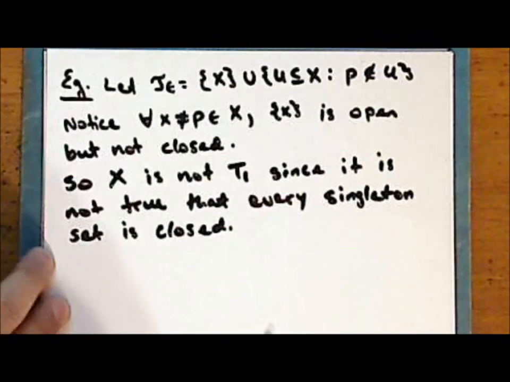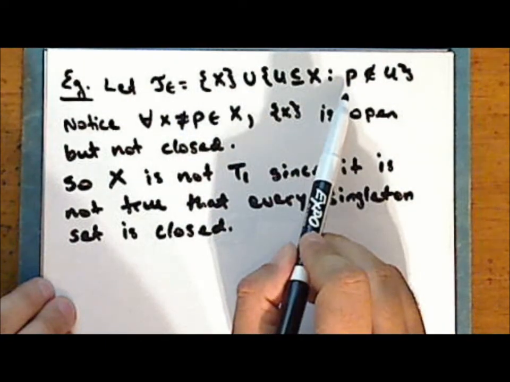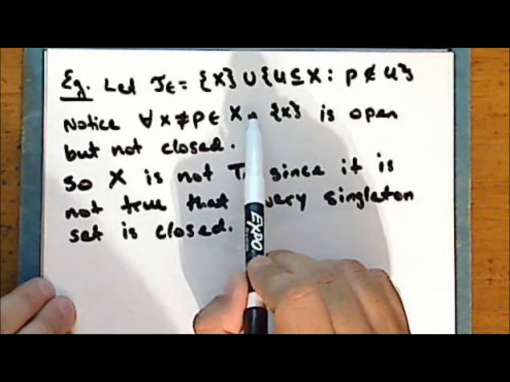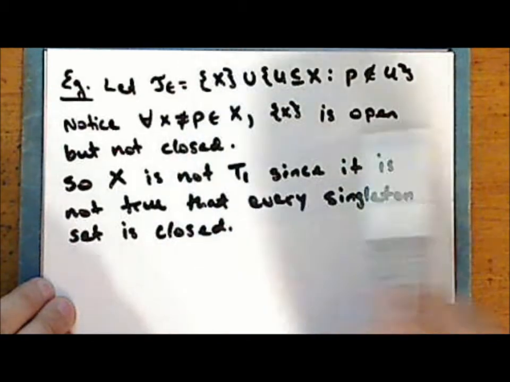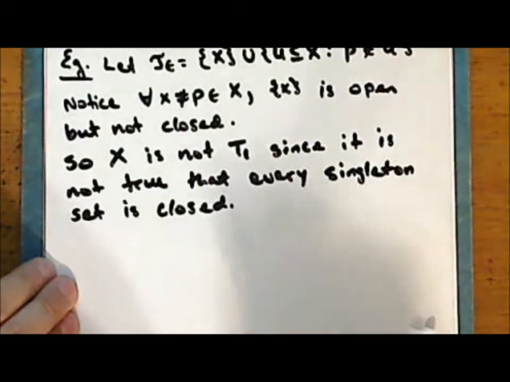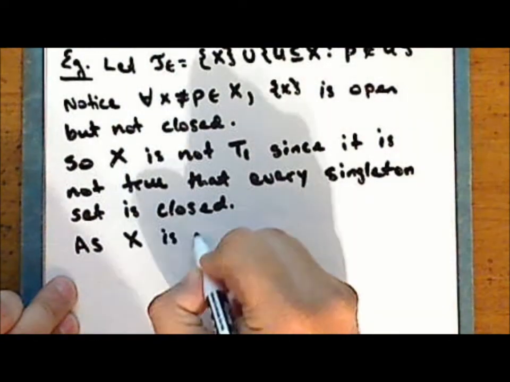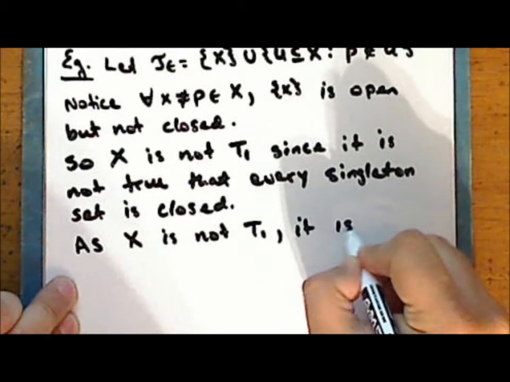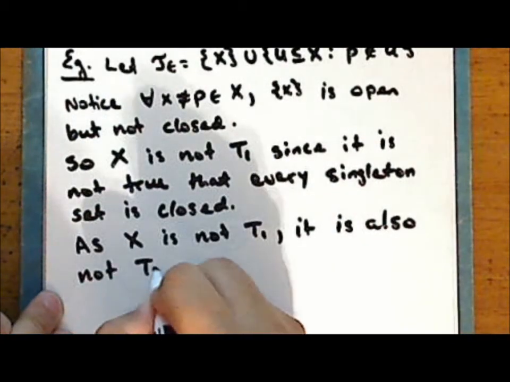Now, alternatively, using the definition, we can note that the only open neighborhood of the point P is the entire space X, and so it is not possible to separate the point P from any other point in the space. So as the space is not T1, it is also not T2 or Hausdorff.